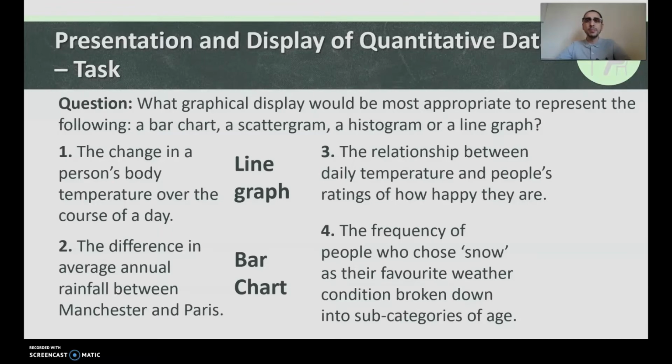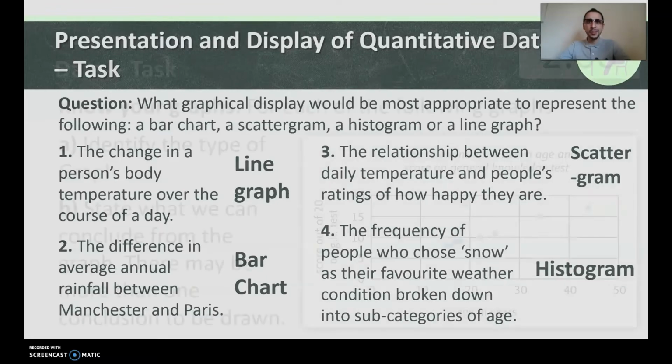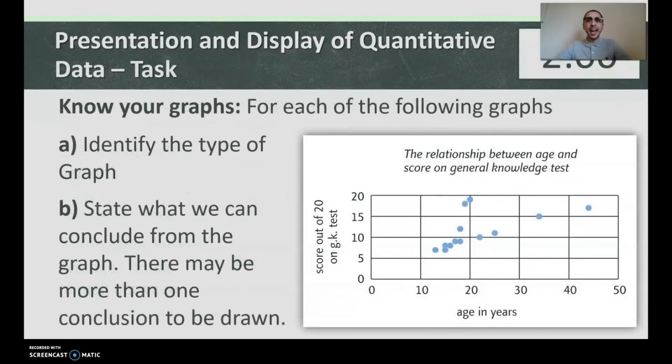Number 3, the relationship between daily temperature and people's ratings of how they are. A scattergram. And the frequency of people who chose snow as their favorite weather condition, broken down into subcategories of age. A histogram. There we go. Did you do better than me? I hope so. Right. Again, here's another question.